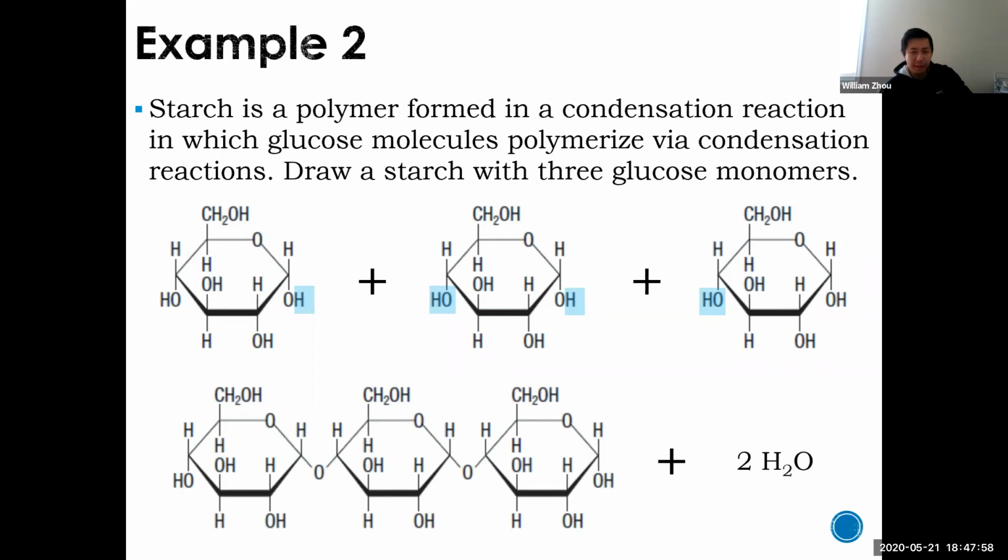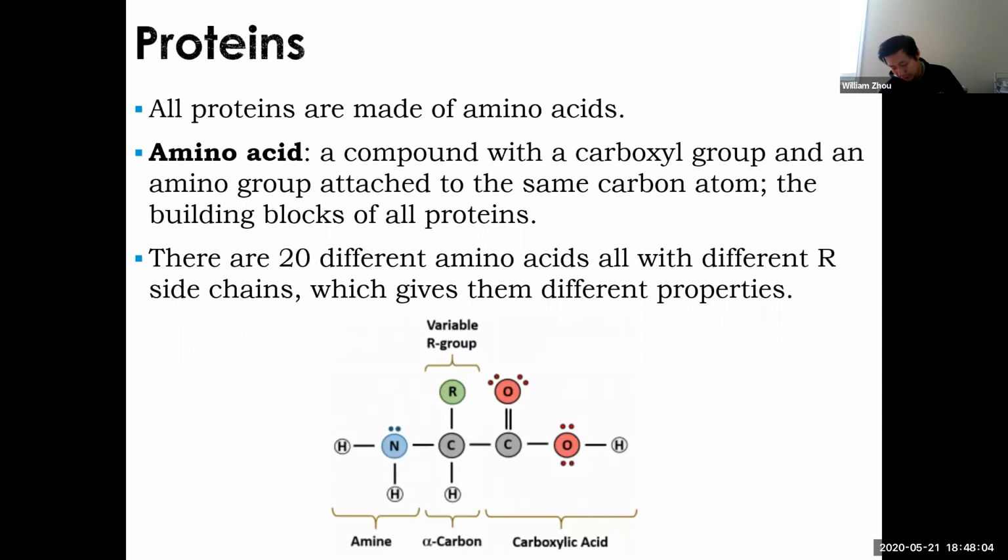You do not have to go into as much detail as you did for biology. We're simply looking at the chemistry basis for this. All right, so the next type of macromolecule is proteins. And proteins are polymers of amino acids.